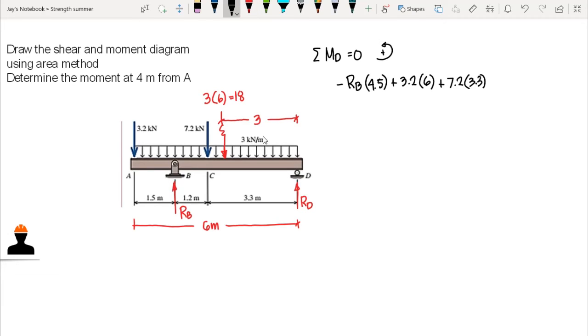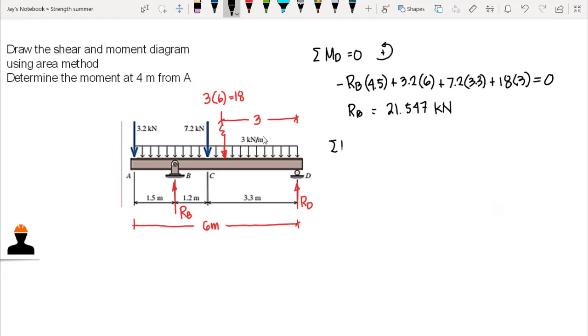Then the rotation is positive, no, since that is counterclockwise, plus 18 times the moment arm 3 is equal to 0. So we have our RB here, that's the reaction at B, is equal to 21.547, that is in kilonewton. Okay, now let's compute the reaction at D.